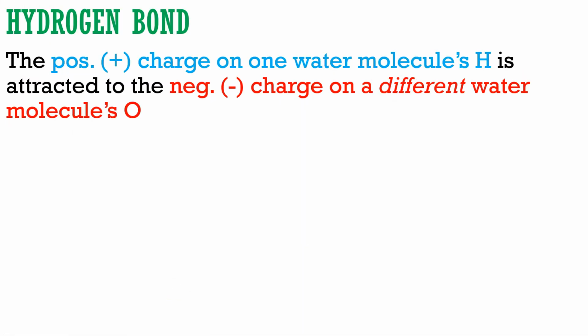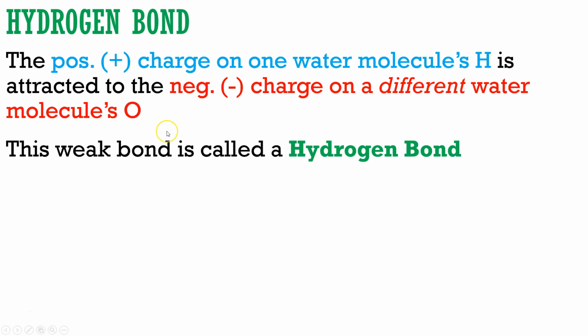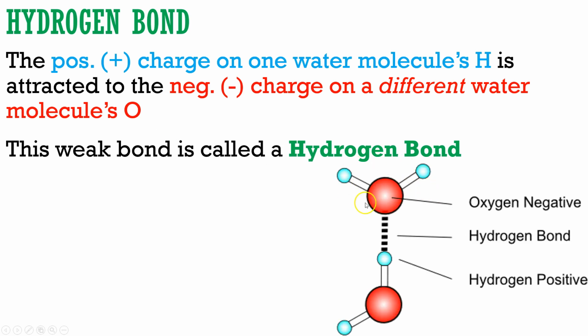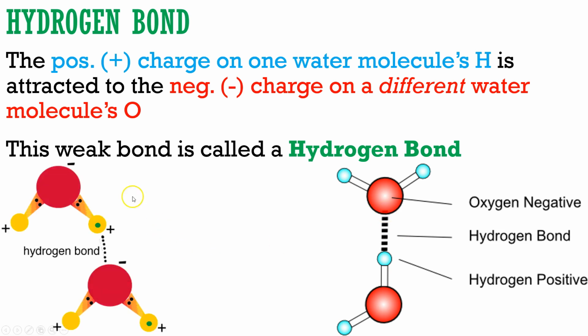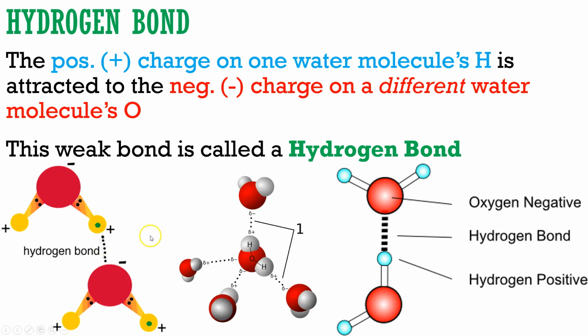Now, we also have this thing called a hydrogen bond. You have a positive charge on one water molecule that's attracted to a negative charge on a different one, and they form a weak bond called a hydrogen bond. Here's one water molecule, there's another water molecule, and you'll notice this partial positive here is going to that partial negative there. It's a very, very weak bond, but it is strong enough to make a difference. So here's one water molecule, and the positive hydrogen, and the negative oxygen. And remember, it's not attracted to itself, it's attracted to a different water molecule's oxygen or hydrogen.